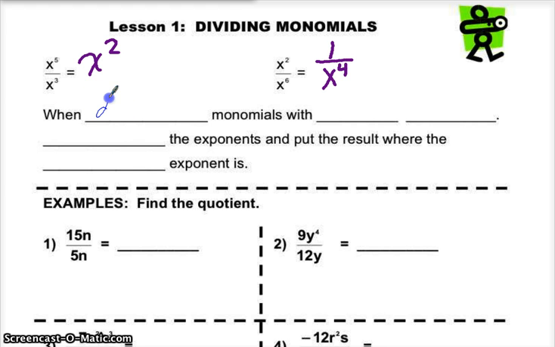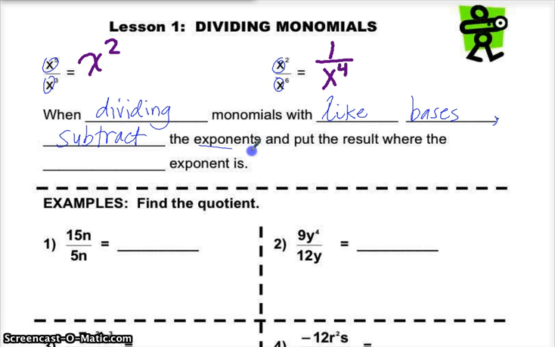The rule says when dividing monomials with like bases, so here, these have to match, so x and x, those are the same. So like bases, then we would subtract the exponents and put the result where the larger exponent is.